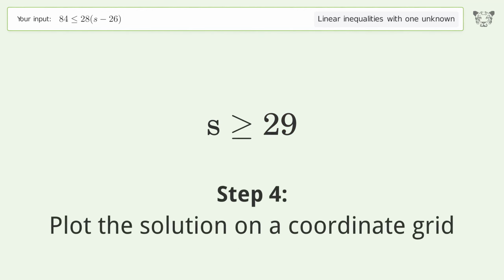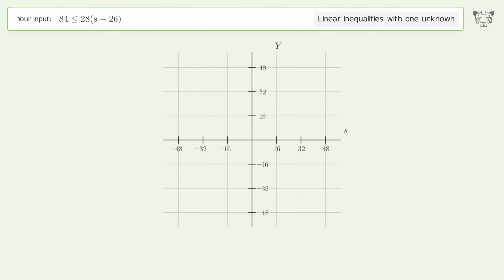Plot the solution on a coordinate grid. And so the final result is s equal or greater than 29.